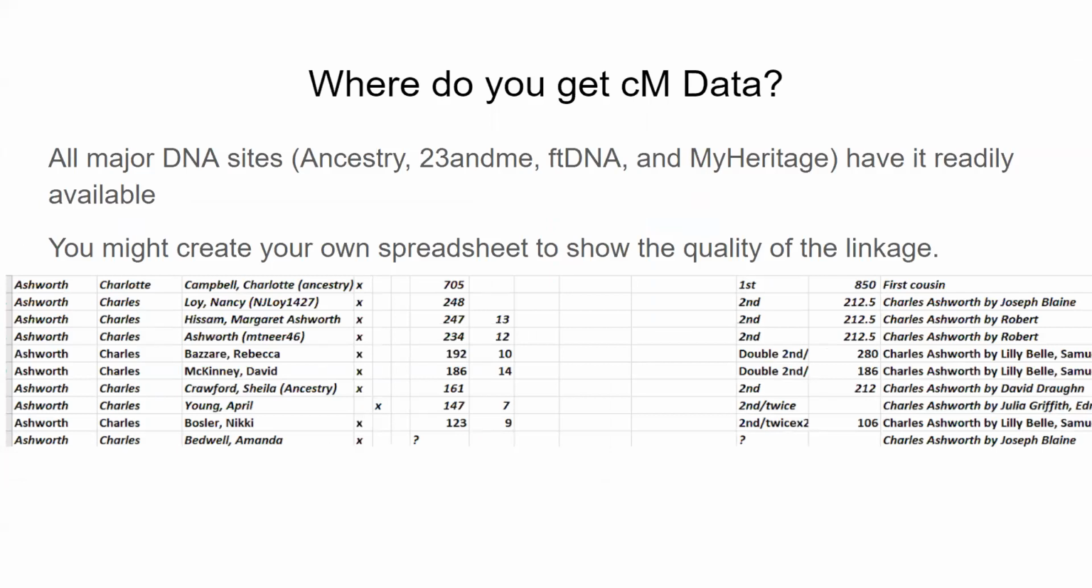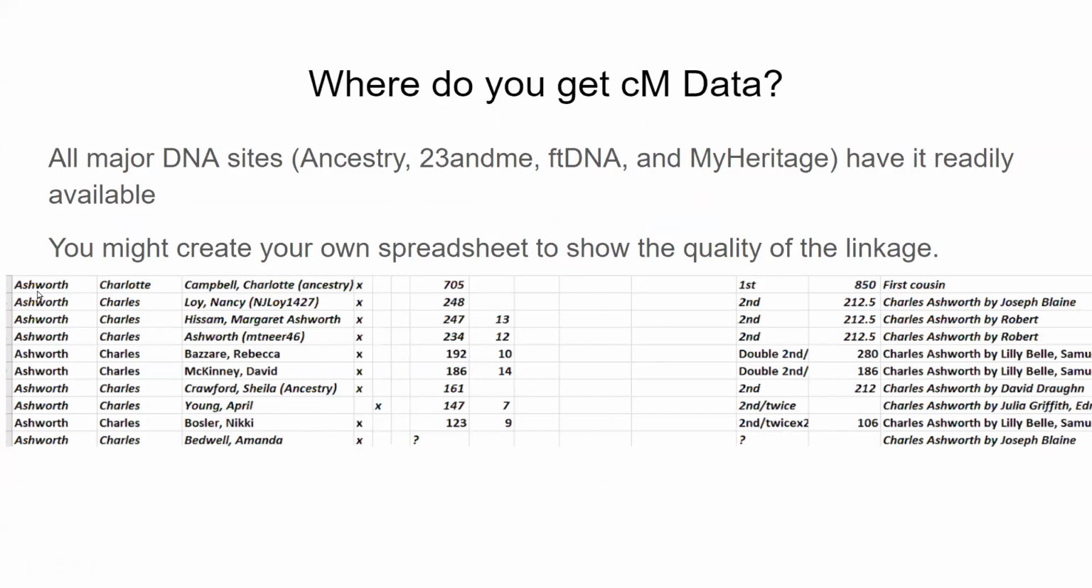So where do you get Centimorgan data? All the major DNA sites have it readily available. And what I do is create a spreadsheet. So this would be a spreadsheet that I have. Those of you who showed up early, I have one I'm actually working on today.